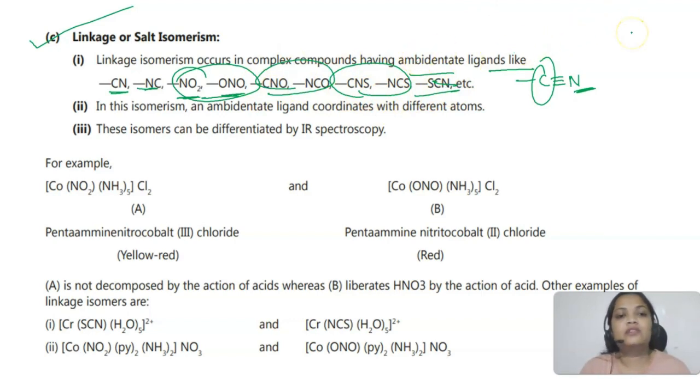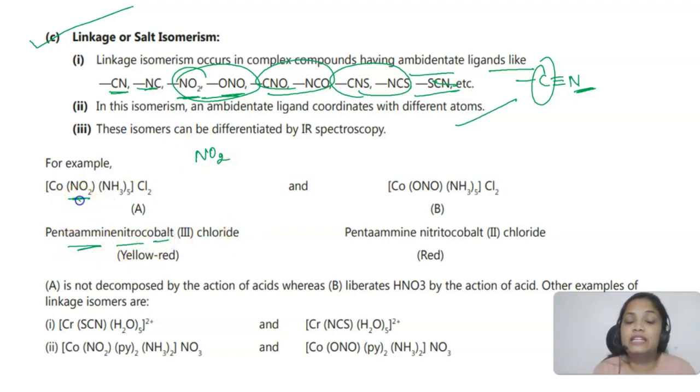So in this isomerism, the ambidentate ligand will coordinate with different atoms, and these are differentiated by infrared spectroscopy. Spectroscopy you will study in higher classes, don't worry about that. For example, here we have nitro, NO2. This is pentaamminenitrocobalt(III) chloride. Here the linkage has happened through the nitrogen.